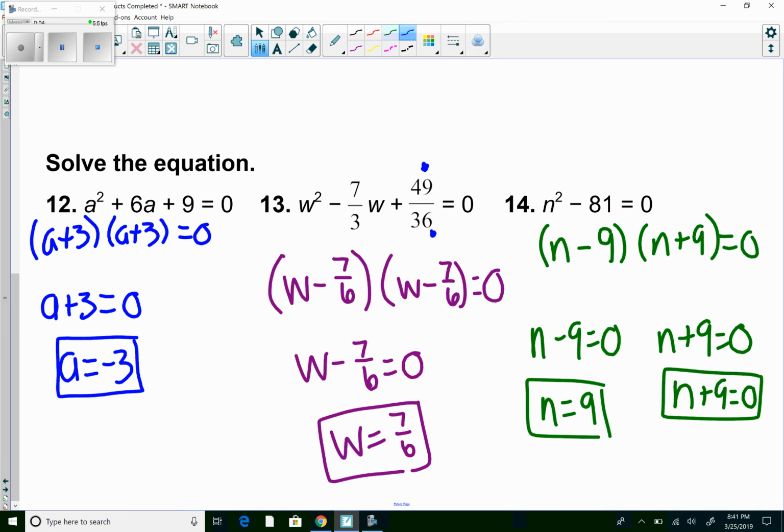And then for number 14, you have n squared minus 81. You don't have a middle term, which again means that you have to have opposing signs. So -9, +9. This one you do have to solve. And I just realized that I made a little tiny mistake here. That should be n equals -9. So let me just change that really quick. N equals -9. So you have two solutions here.